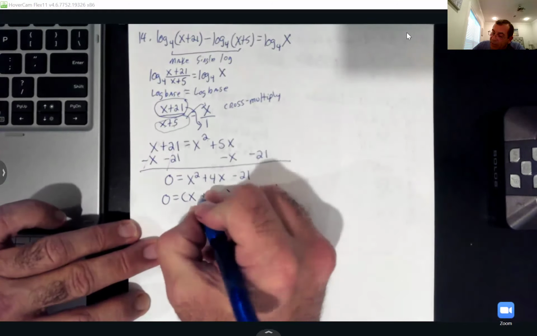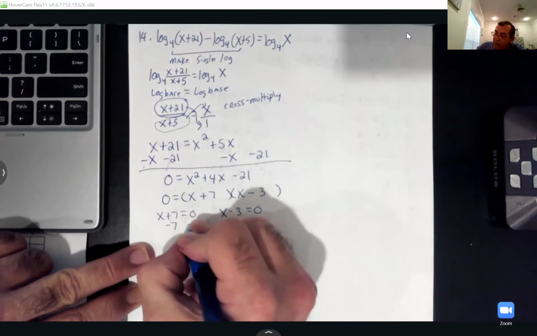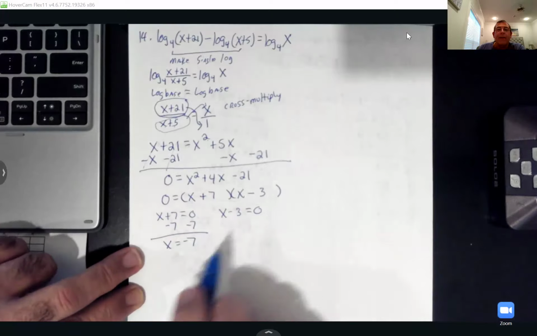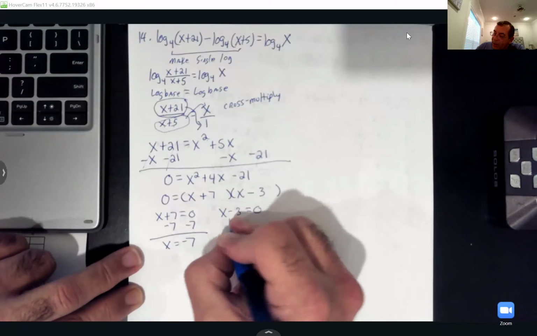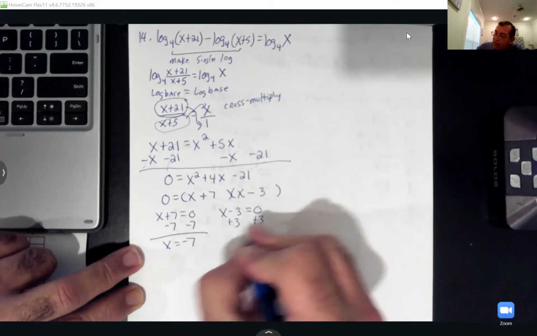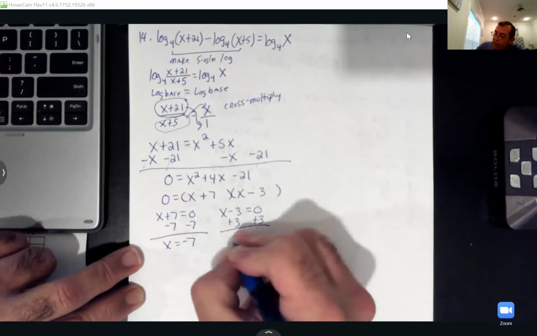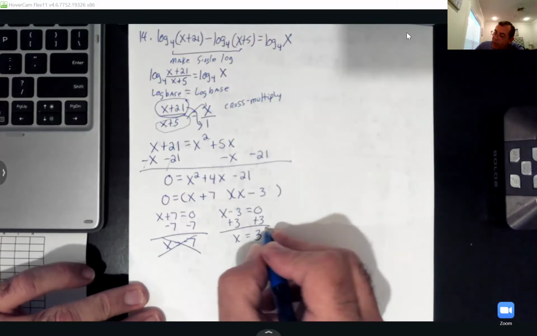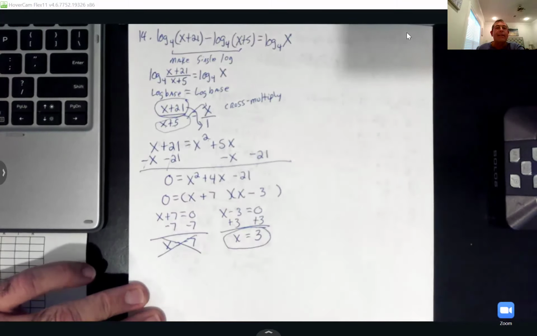Here we'll subtract 7. x equals negative 7. Here we add 3. x equals positive 3. So final answer: I'm getting a 3, because we can't take that negative one. So our only answer is x equals positive 3. Good job, y'all.